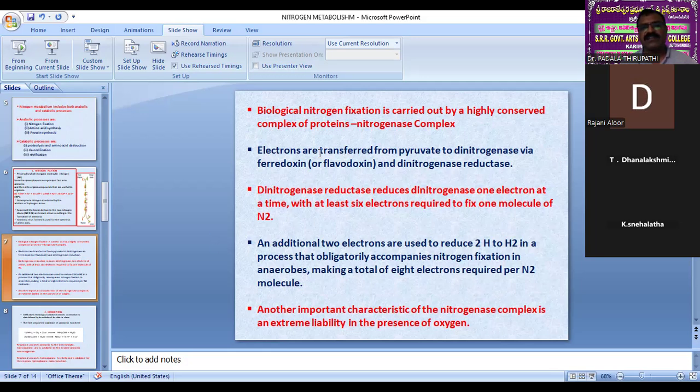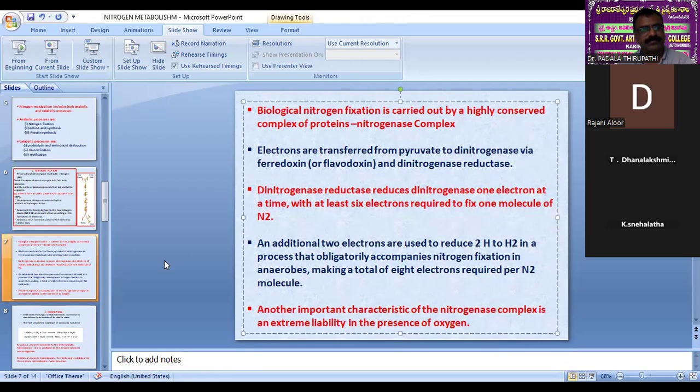And my dear friends, here the electrons are transferred from pyruvate to dinitrogenase via flavodoxin, and the dinitrogenase reductase enzyme is also involved. The dinitrogenase takes one electron at a time, with at least 6 electrons required to fix one molecule of nitrogen. So one molecule of nitrogen uses 6 electrons, and an additional 2 electrons are used to reduce 2 protons to hydrogen in a process that obligatorily accompanies nitrogen fixation in anaerobes, making a total of 8 electrons required for the molecular nitrogen. We already discussed this in the previous slide. 8 electrons, 8 protons are needed for the conversion of atmospheric nitrogen into soil nitrogen.